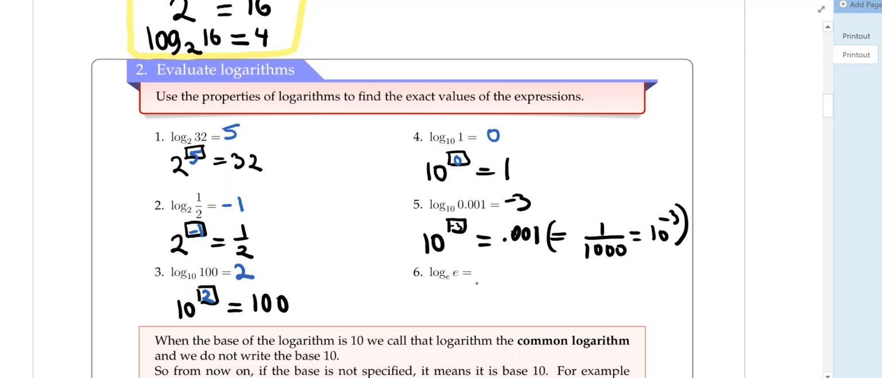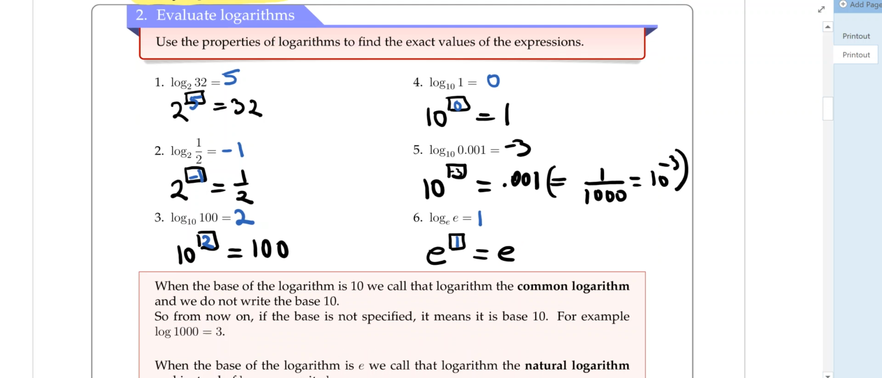Remember we encountered e. e is the Euler constant. It's just a number, an irrational number, just like pi, and its value is like 2.718 and so on, right? So if I wanted to write this in exponential notation, the base is e. So I'm saying e to what power gives me e? Well, e to the 1 gives me e, right? So log base e of e is 1.